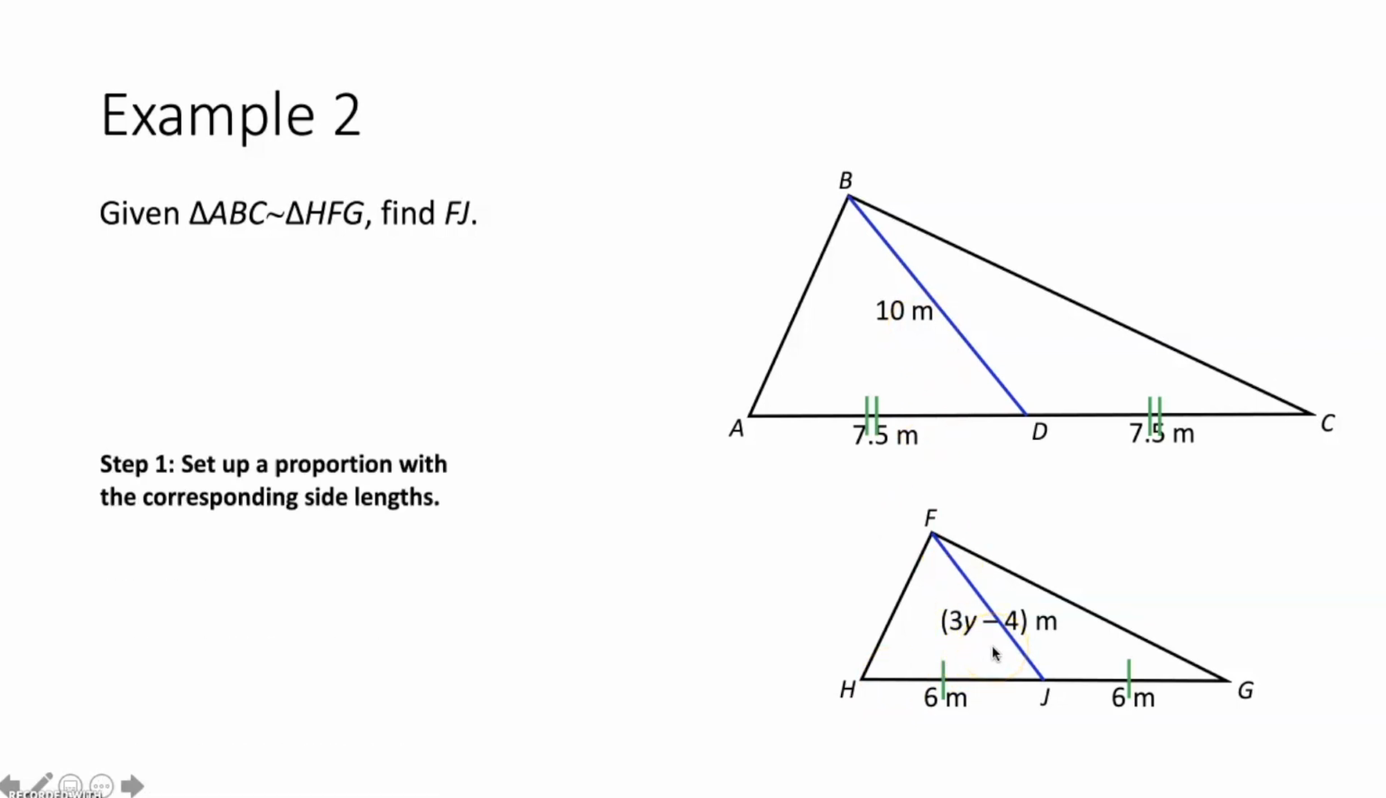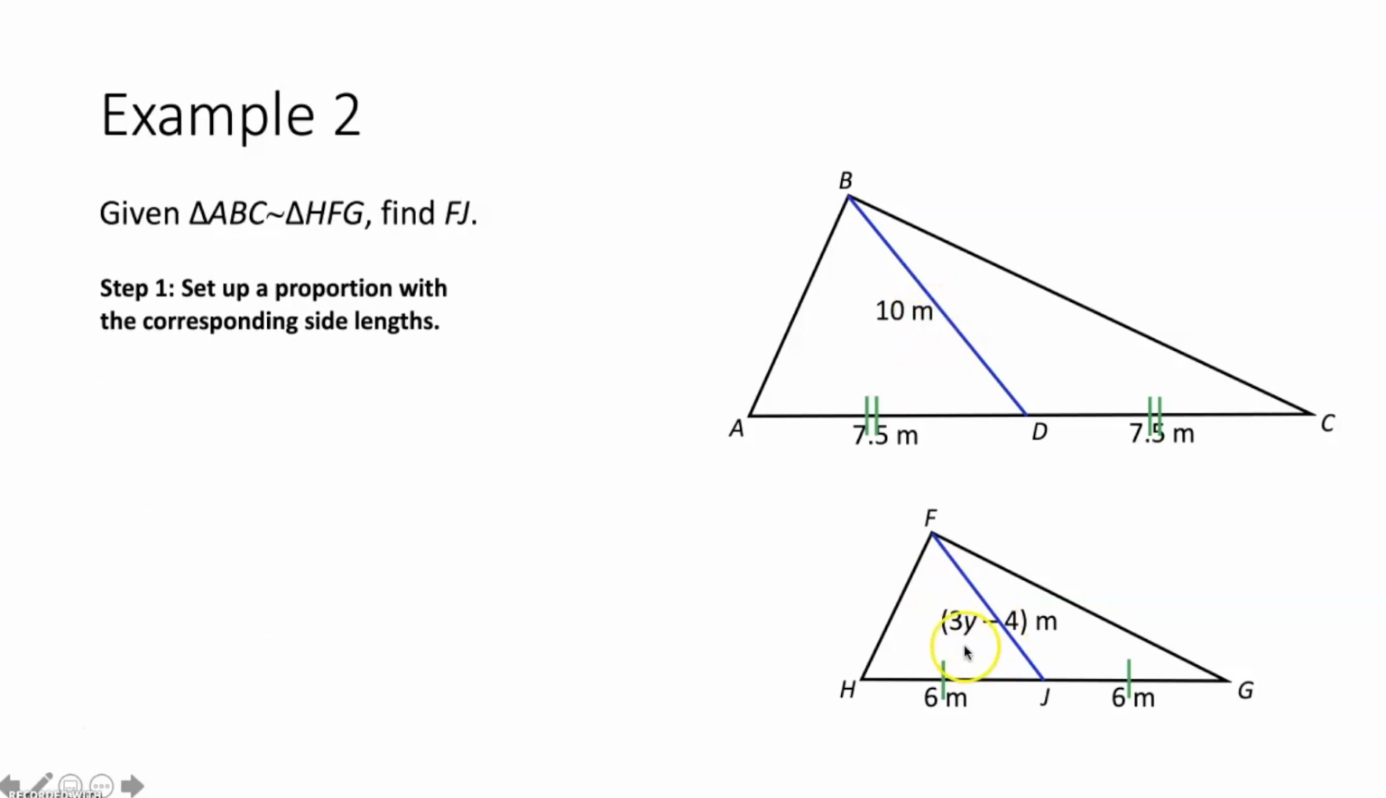So all we have to do is set up a proportion based on the lengths of the corresponding medians and the lengths of the corresponding sides, and we can solve for y. So how do we set up that proportion? Well, the lengths of the corresponding medians, so the measure of segment BD over the measure of segment FJ, are proportional to the lengths of the corresponding sides, so segment AC over segment HG. Now, we can plug in what each of those measures are equal to.